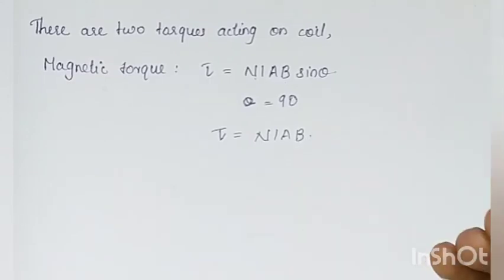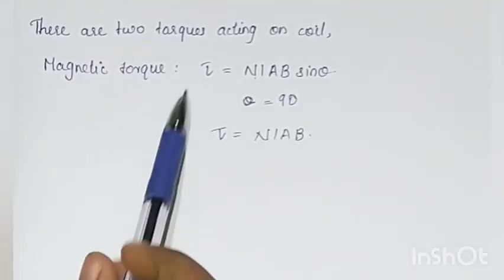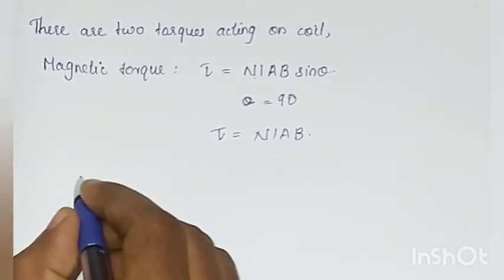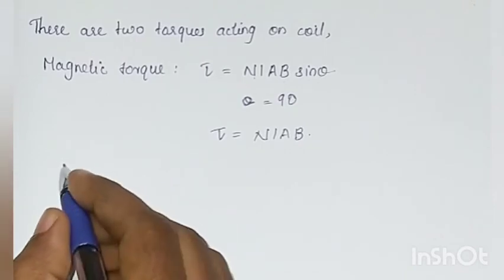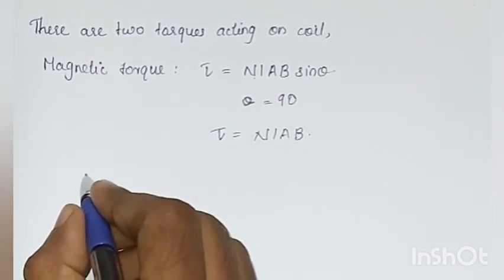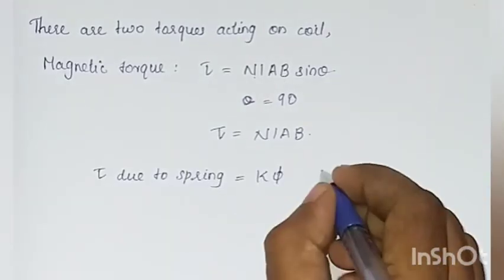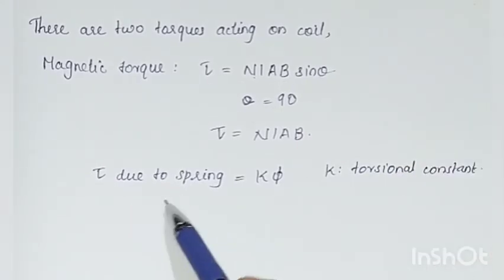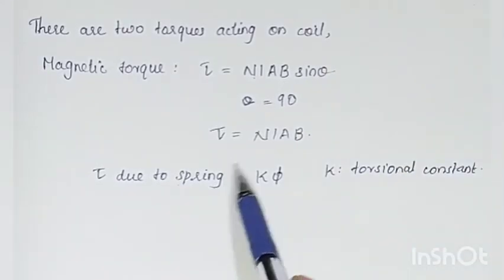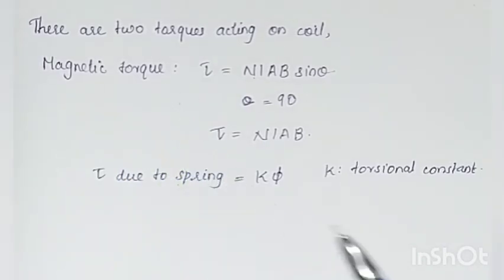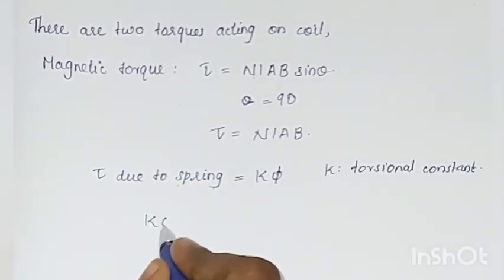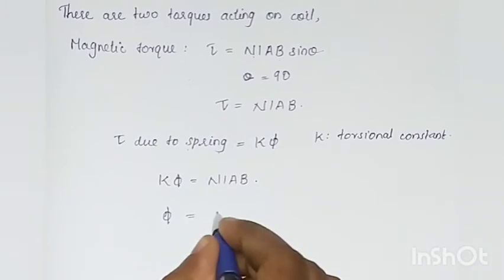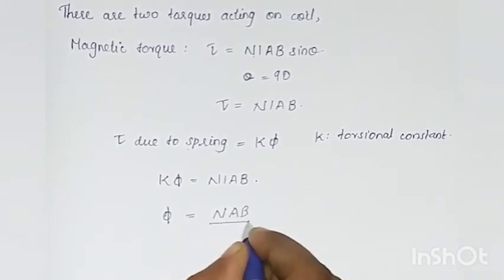NIAB. And we have also seen that the second torque acting on the coil is due to the spring attached to this coil, and due to a spring with a torsional constant K, the torque experienced is K phi, where K is the torsional constant of the spring. Now this torque due to the spring balances the magnetic torque and gives a steady deflection. So we can equate these two torques, from which the scale deflection phi can be written as NAB by K into I.